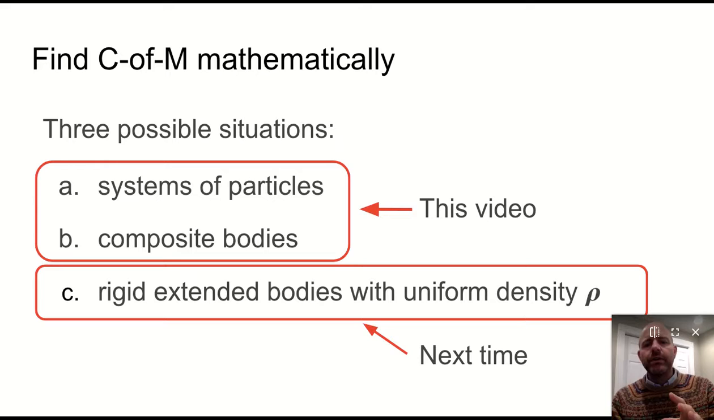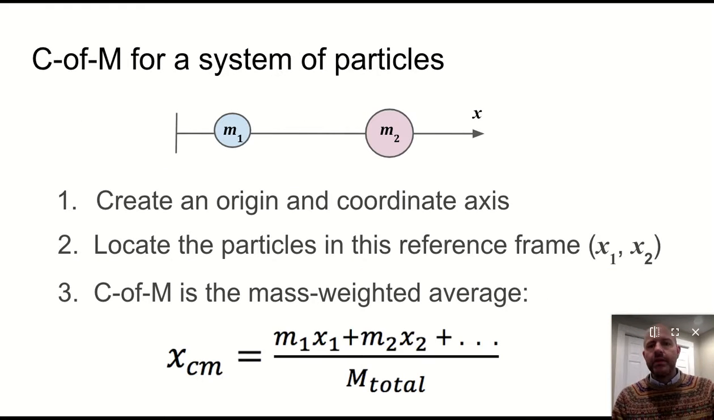So we are going to look at a system of particles or composite bodies where we have discrete objects. We can figure out where the center of mass is and then kind of combine them. We'll look at rigid extended bodies with a uniform density next time. So for a system of particles, we need to pick an origin. We have a coordinate system, and then we identify where those objects are and what the mass of each of them is. And so the center of mass, x coordinate here, is mass 1 times x1 plus mass 2 times x2, and so on, divided by the total mass.